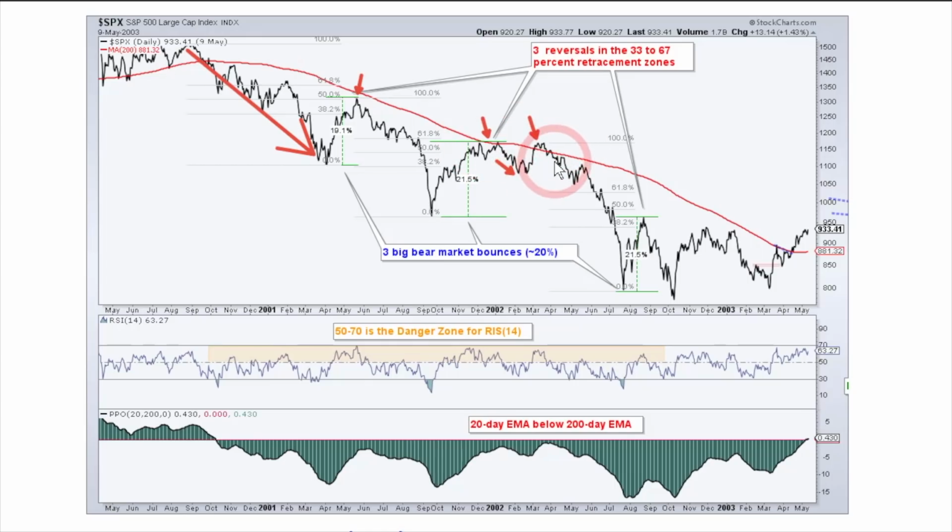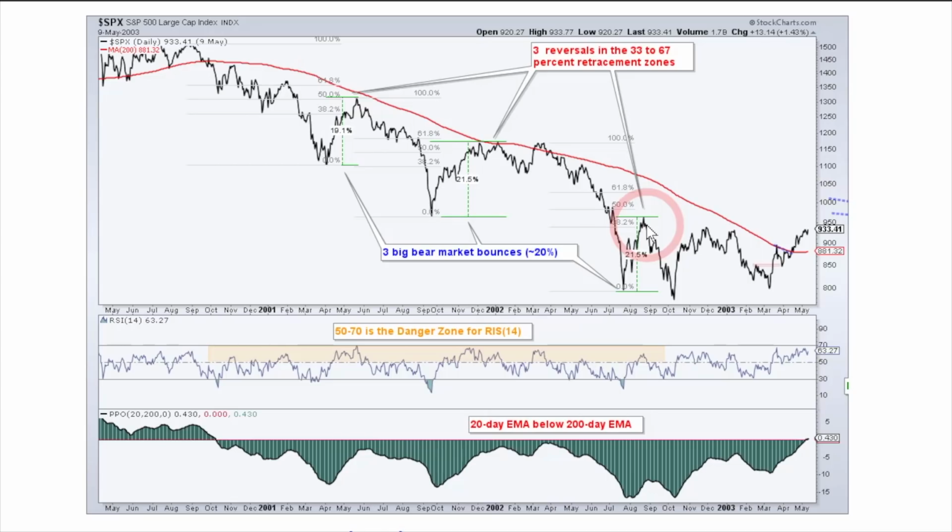And we're back below the 200-day, and then we get the steepest decline of the bear market. That is a very sharp decline. We get a 21.5% bounce that retraces just over 38.2%. And then you get a sharp move to new lows. So you can see during this bear market, we had three counter-trend bounces that retraced between 38.2 and 61.8% of the prior decline.